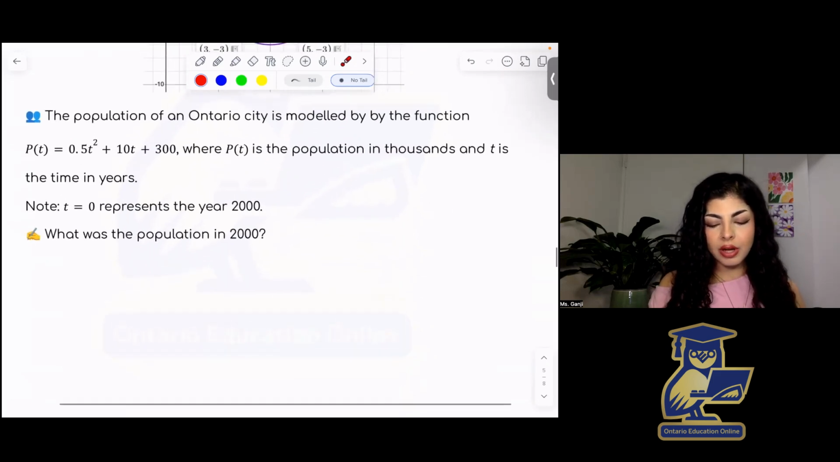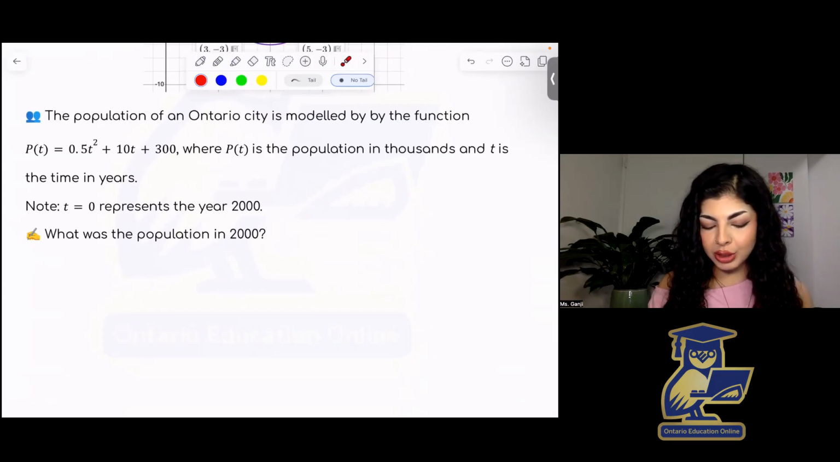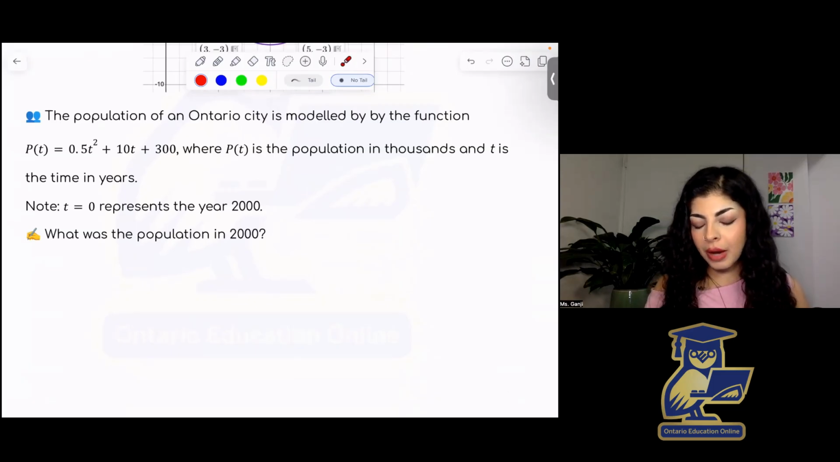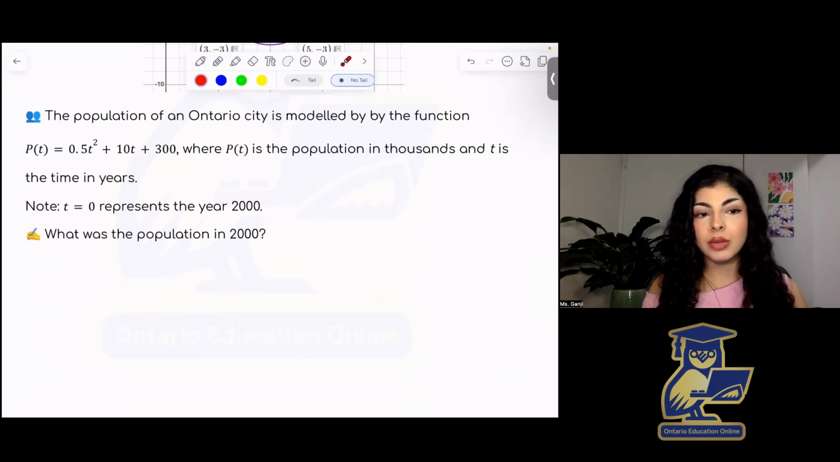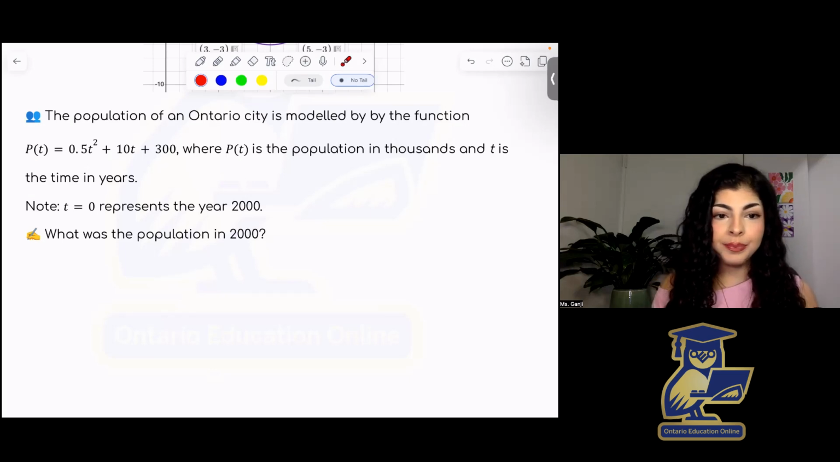The population of an Ontario city is modeled by the function p of t is equal to 0.5t squared plus 10t plus 300, where p of t is the population in thousands and t is the time in years. And a specific note here that t equals 0 represents the year 2000. So what that means is t equals 1 is 2001, and t equals 20 is 2020.